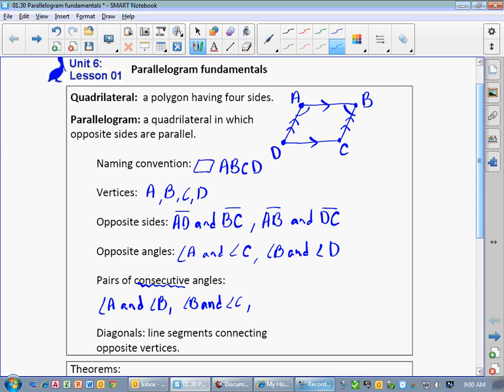What's another pair of consecutive angles? C and D. And then what's the last pair of consecutive angles here? D and A. So that's just a way that we can refer to these angles when we mean they're next to each other. We call them consecutive.